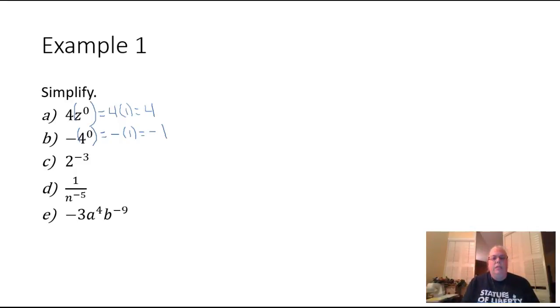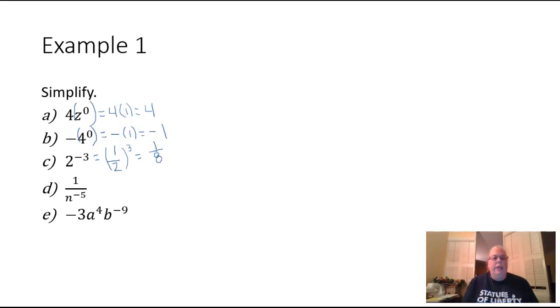All right. For C, I have 2 to the -3 power. Now remember, the way to make this positive is to take the reciprocal of the base. The base is 2, so its reciprocal is 1/2. And now we're going to raise this base to the +3 power. This is 1/2 times 1/2 times 1/2, which is going to give us 1/8.